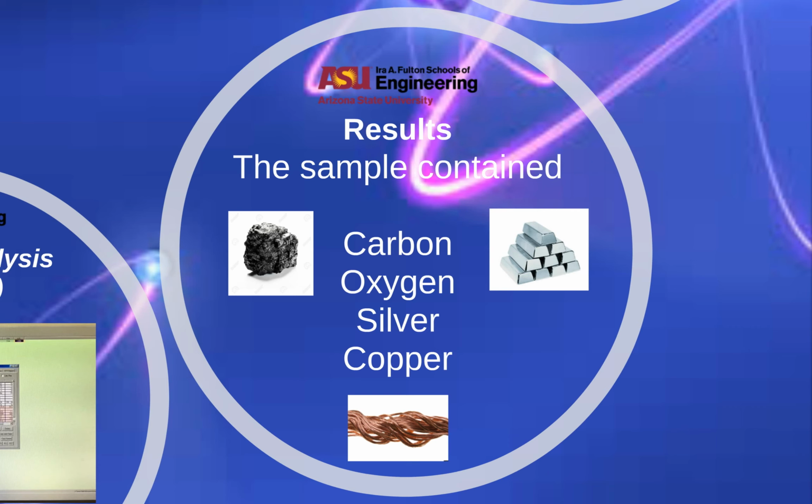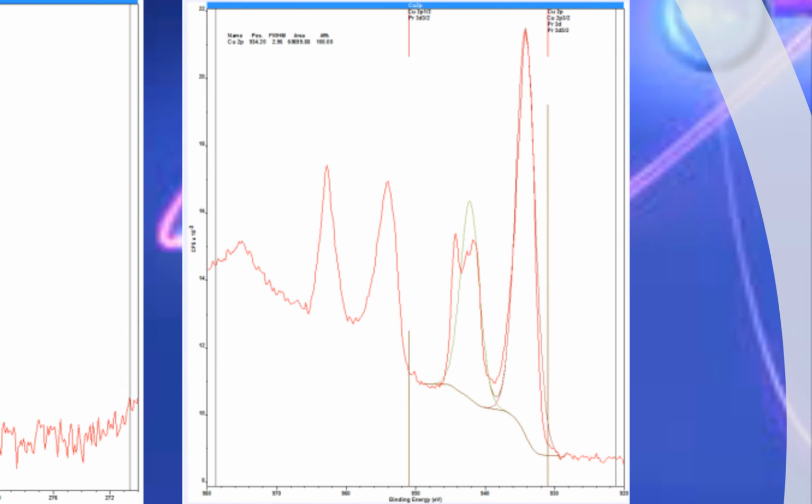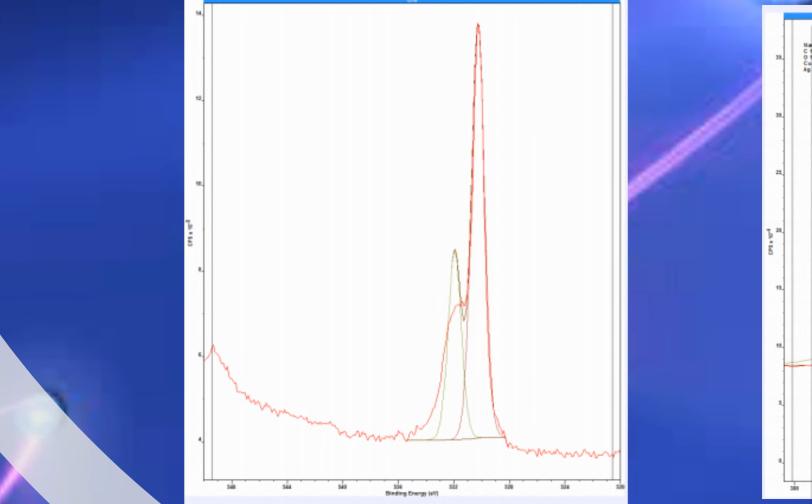Obtained spectra data analysis. Figure 1 is a 30 seconds annealing wide graph of elemental peaks. Figure 2 is a 30 seconds annealing elemental peak of carbon. Figure 3 is a 30 seconds annealing elemental peak of copper. Figure 4 is a 30 seconds annealing elemental peak of oxygen. Figure 5 is a 30 seconds annealing elemental peak of silver.